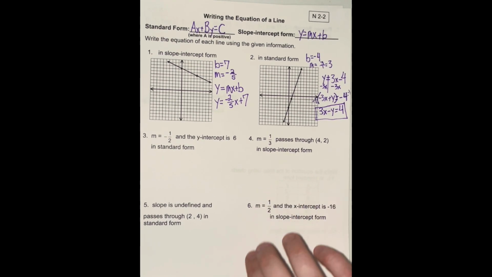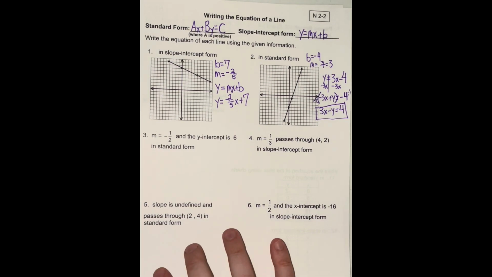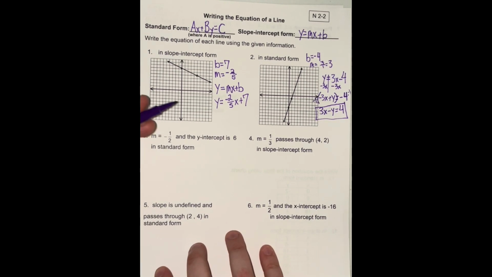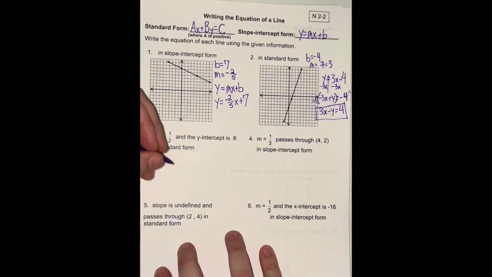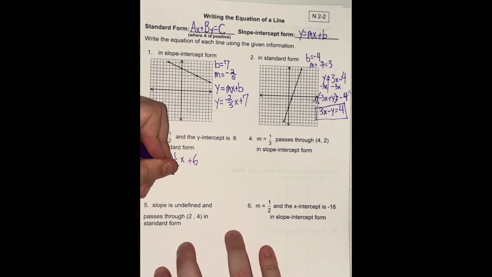Okay, looking at the instance when we have the slope and the y-intercept. So I've got my m and I've got my b, but they want it in standard form, kind of doing the same thing as we did in that graph. I'll say y is equal to negative 1/2 x plus 6. So I need to add 1/2 x to both sides. And I end up with 1/2 x plus y equals 6.